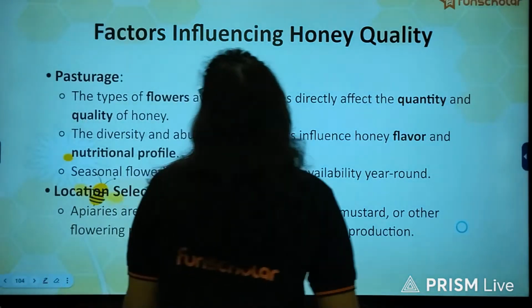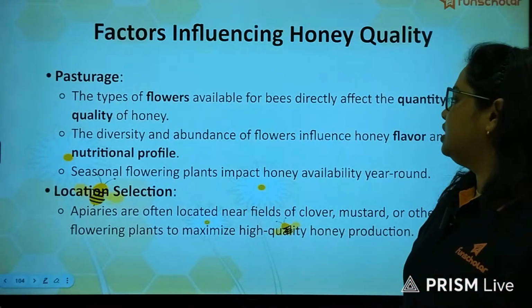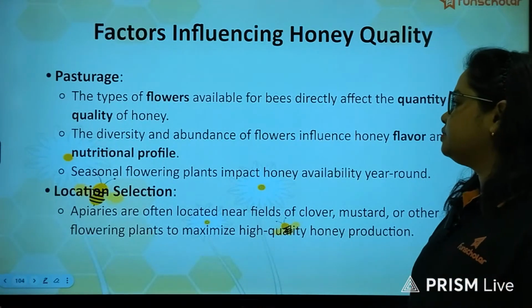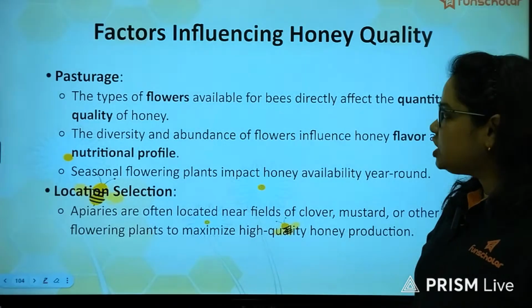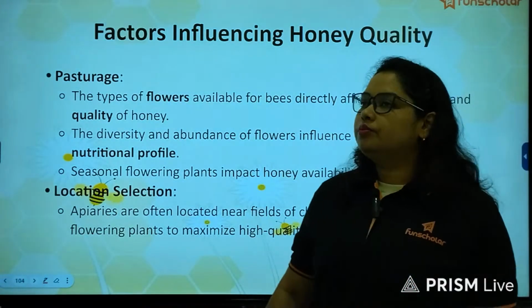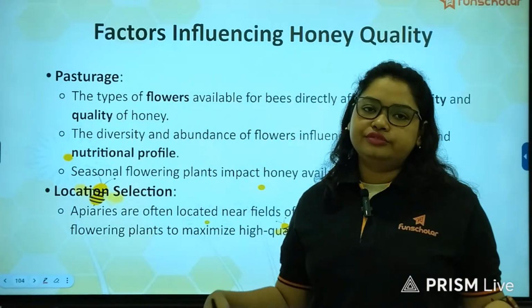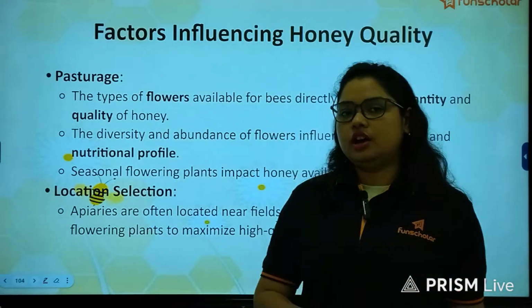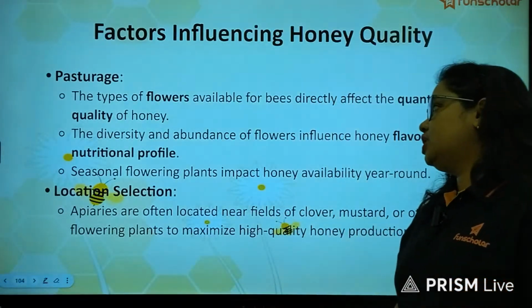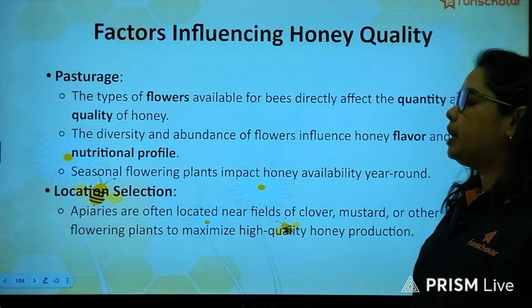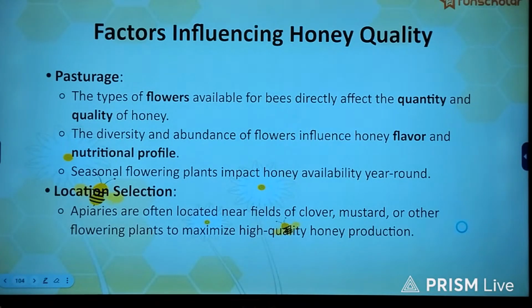Pasturage. So factors influencing honey quality. One by one we'll discuss. One is pasturage. Pasturage means the type of flower availability to the honeybees in the pasture, that means in the nearby area, and the quantity and quality of honey.